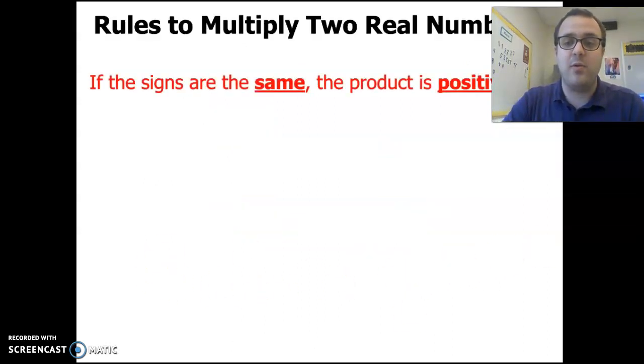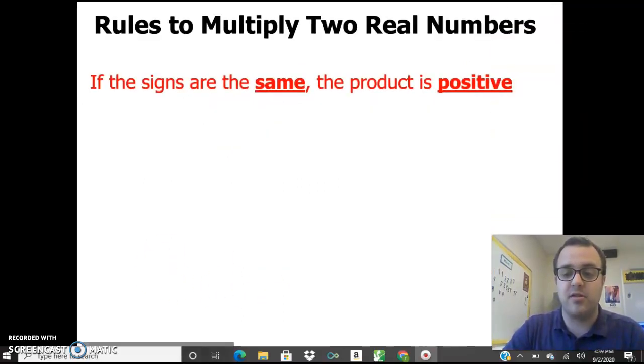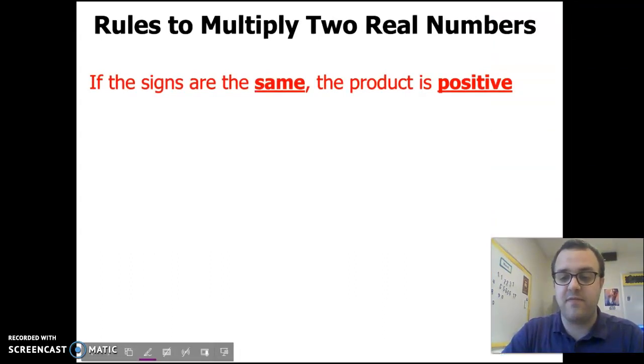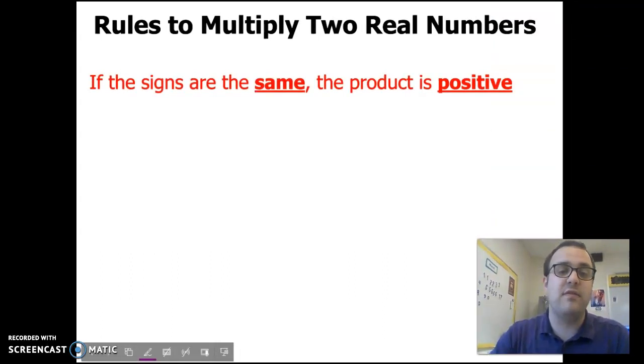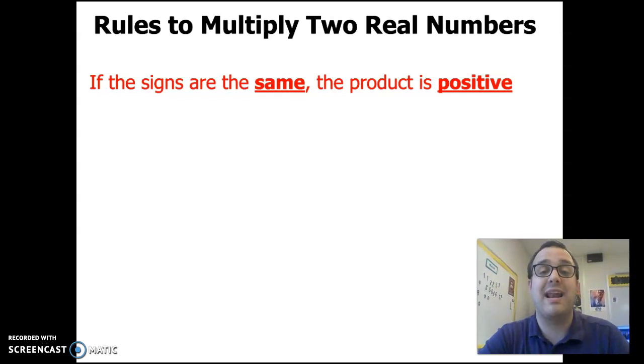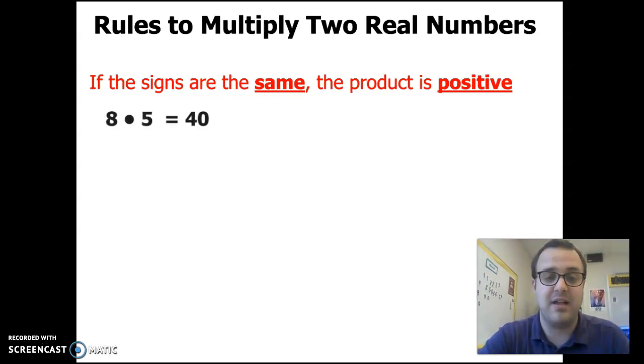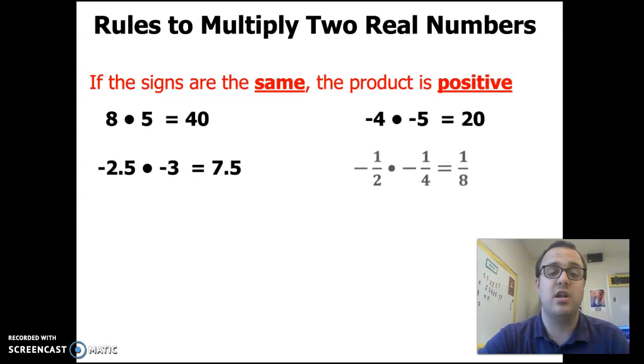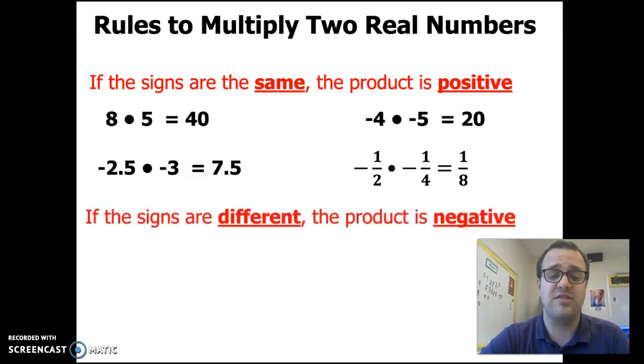All right, so when we multiply two real numbers, these are the rules that we're going to be following, okay? First of all, if the signs are the same, our product is going to be positive. So if they have the same sign, we're going to be positive, okay? 8 times 5 equals 40. Negative 4 times negative 5 equals 20. The same sign, going to be positive. And there's a few more examples. Doesn't matter if we have fractions or decimals or anything. That's going to all work the same.